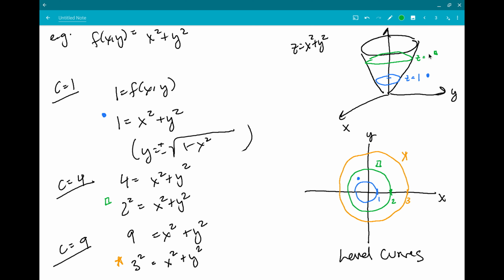But you can imagine that the z equals 9 slice would just go higher up, be at the height z equals 9, and then be this bigger circle that we drew before. So that's what a level curve is and how to generate it.